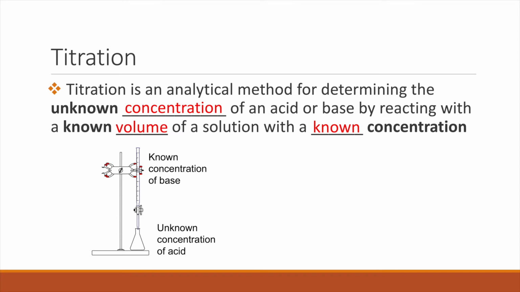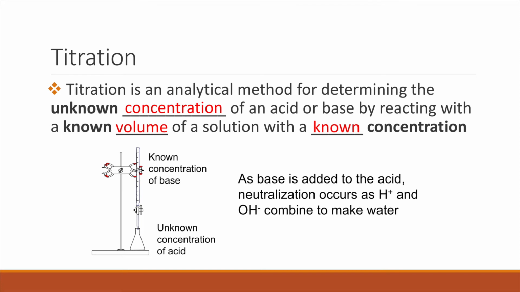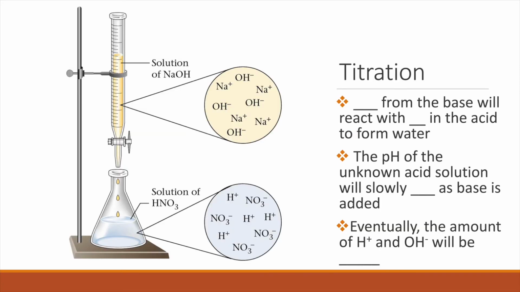Now the acid and base could be flipped, it doesn't really matter. Just one of them is an acid, one of them is a base. So in my flask, I don't know my concentration of acid, but in my burette, I know my concentration of base, and I can figure out how much volume I'm going to dispense because it's in a burette, which is used to measure. So as the base is added to the acid, neutralization is going to occur as the H+ and the OH- combine to make water.